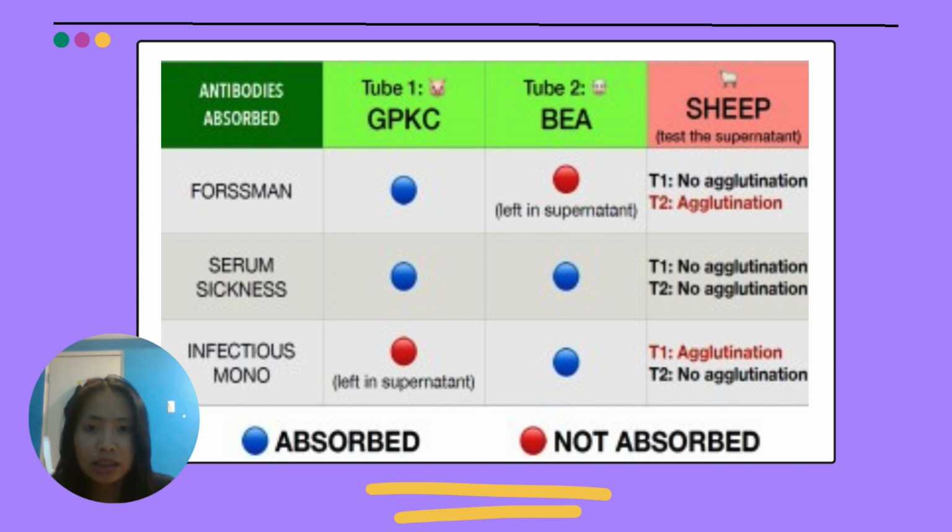While the serum sickness is absorbed by both our guinea pig kidney cell and beef erythrocyte antigen, infectious mononucleosis is not absorbed by the guinea pig kidney cells, and it is absorbed by the beef erythrocyte antigen. So, since it is not absorbed by the kidney cell, it will agglutinate, and since it is absorbed by the beef erythrocyte antigen, it will not agglutinate.